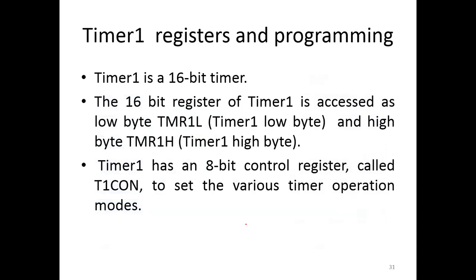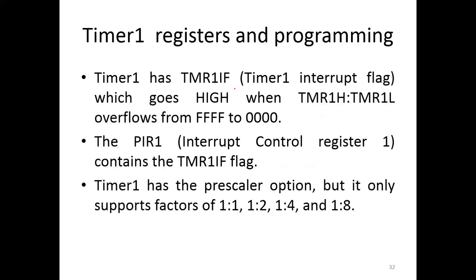Okay, I will give you just a small introduction to timer 1. Timer 1 is a 16-bit timer. It doesn't work as an 8-bit timer. It is accessed as a low byte, timer 1 low, and a high byte, timer 1 high. Timer 1 has a control register, timer 1 control, which is an 8-bit register. Timer 1 has a flag, timer 1 IF, which will be 1 if there is an overflow from FF to 0. The timer 1 IF is one flag of the PIR1 register.